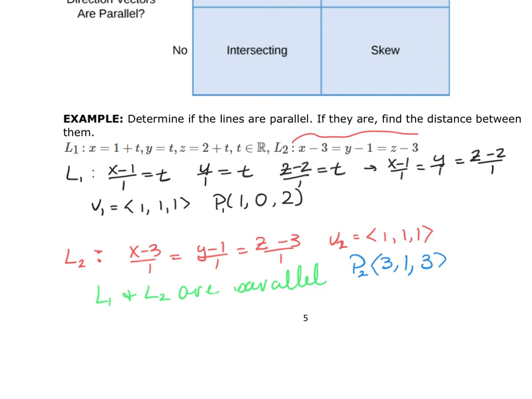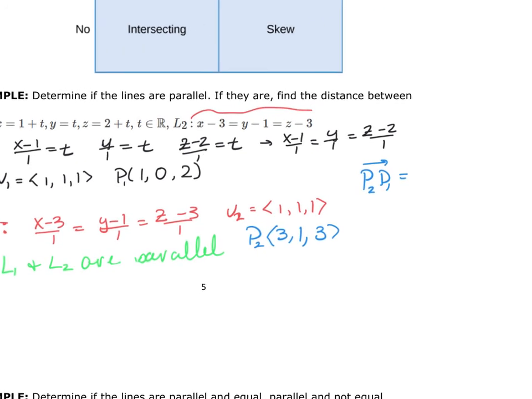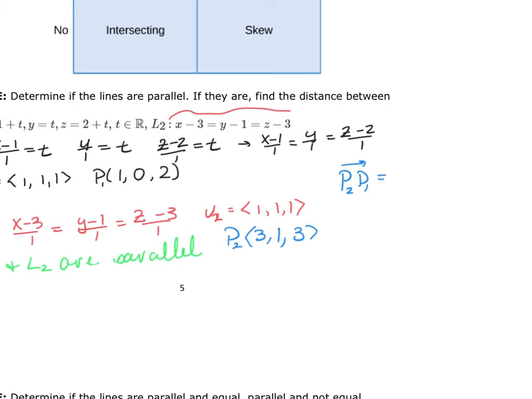Okay, so now I need to find the distance from point 2 to point 1. So I need to find the vector from point 2 to point 1. This vector will be the 3 minus 1, the 1 minus 0, and the 3 minus 2. This gives me 2, 1, and 1. Nice vector.